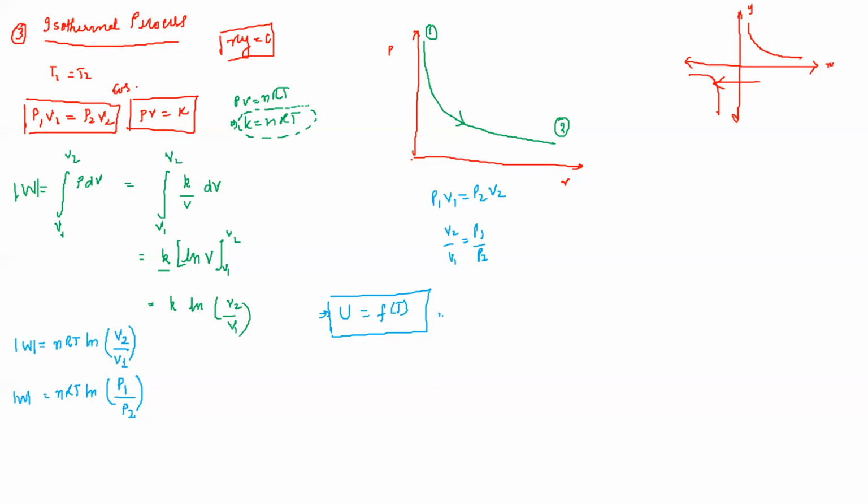So since U is constant, therefore, we are going to have dU equals 0. Remember, for a constant temperature process, internal energy is always going to be constant. So you'll get dU equals 0. So that gives you dQ simply equals dW, from the first law.